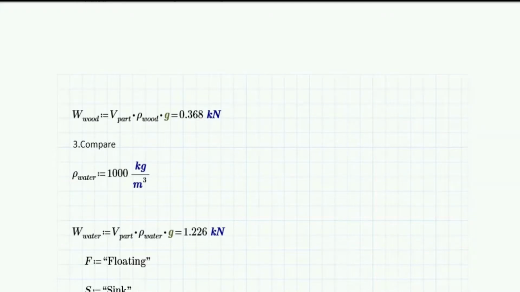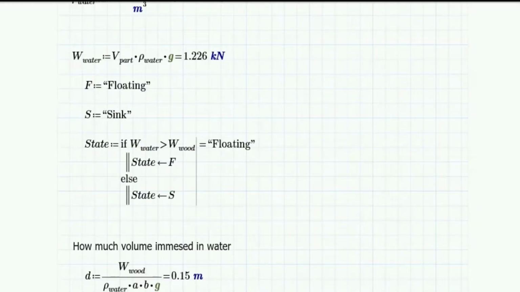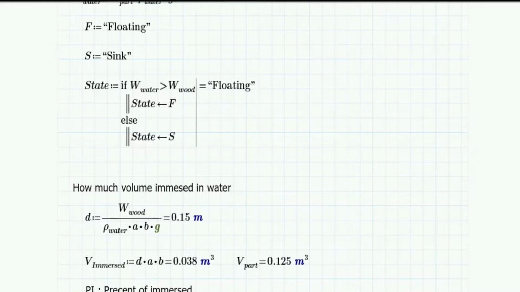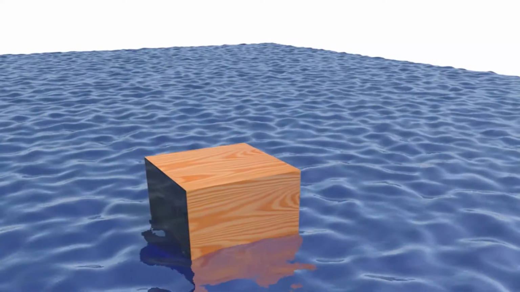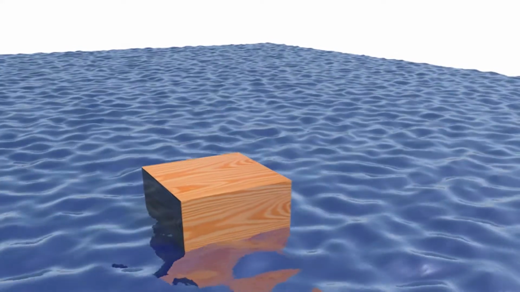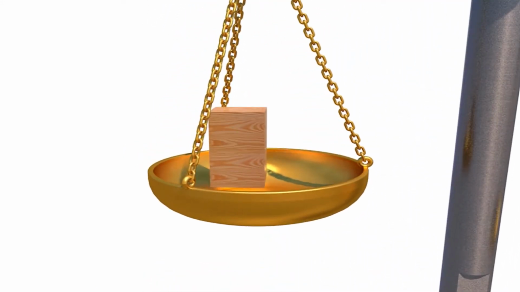3. Compare. Here we calculate the weight of the part as if its density equals the density of water, then compare the weight when the density is that of water with the weight when the density is that of wood. If the weight of water is bigger than the weight of the material, then the part will float, else the part will sink. If we want to know how much volume is immersed in water, we divide the weight of the part by the density of water, the width and length of the part multiplied by the gravity acceleration. You can see we need 3 blocks of wood to have the same weight of water.